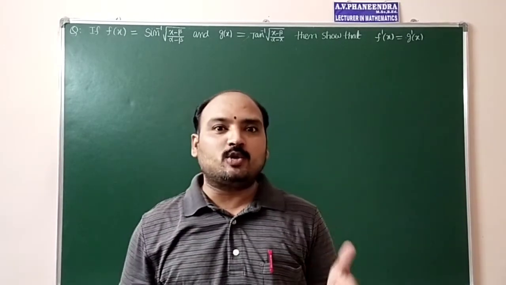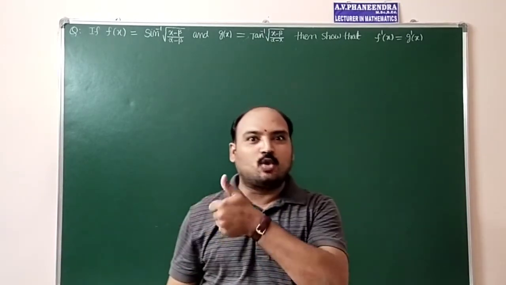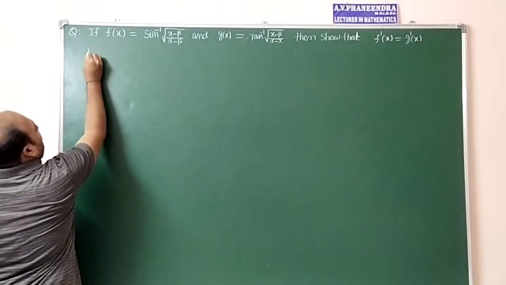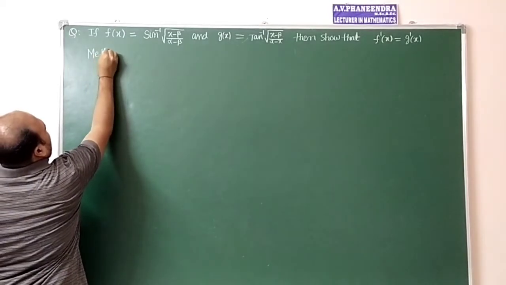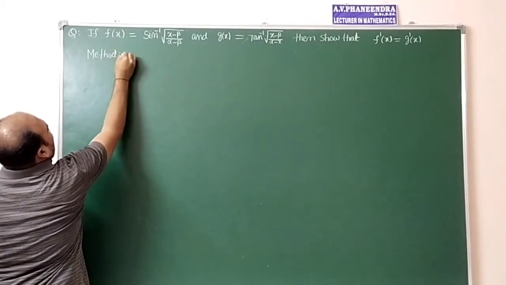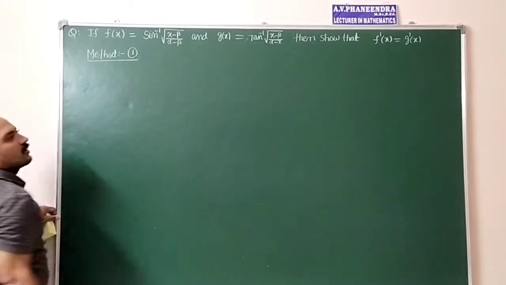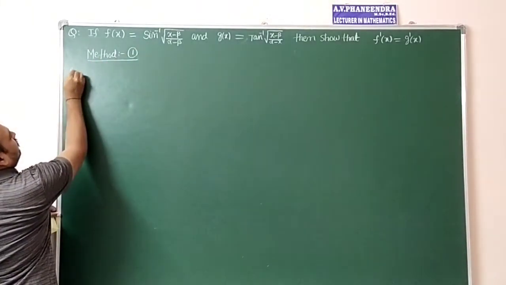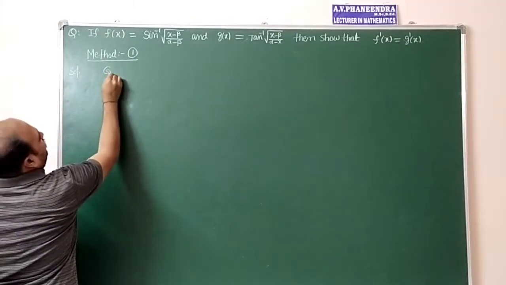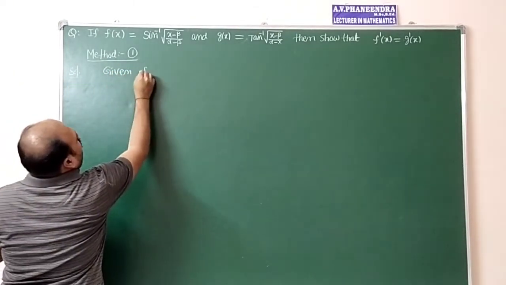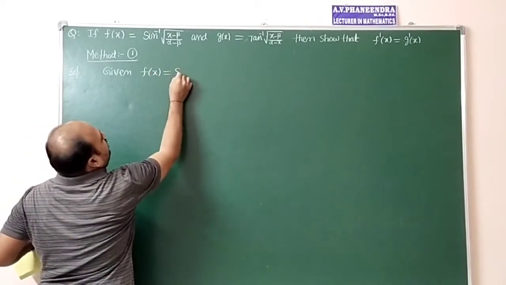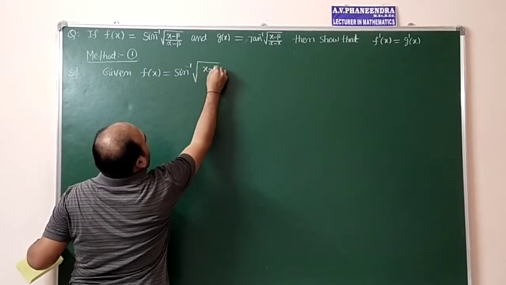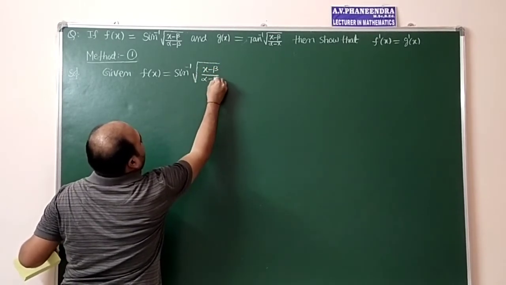Here I am going to introduce two methods, that means one question, two methods. See, first method I am going to discuss. Here method 1, general method. First we have to consider the given function f of x. Given f of x equal to sin inverse of square root of x minus beta divided by alpha minus beta.